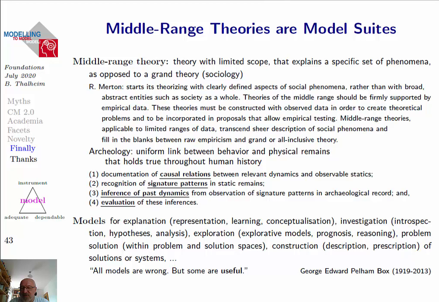What we observe, however, here is that there is nothing else than using models. Models for explanation, for investigation, for exploration, for problem solution, for construction of solutions in systems. That means in this case a middle range theory is nothing else than a bundle of models, a model suite that is used in different ways. So this is now my final remark.